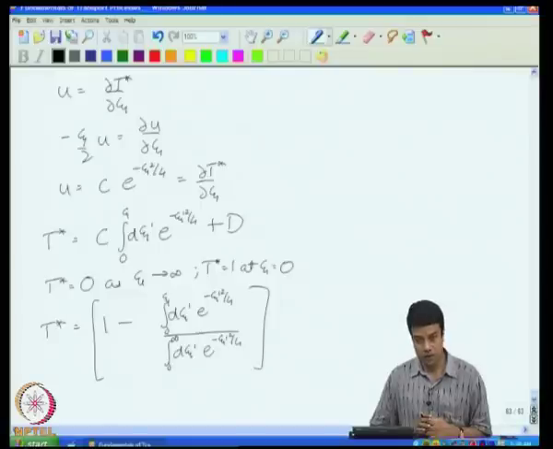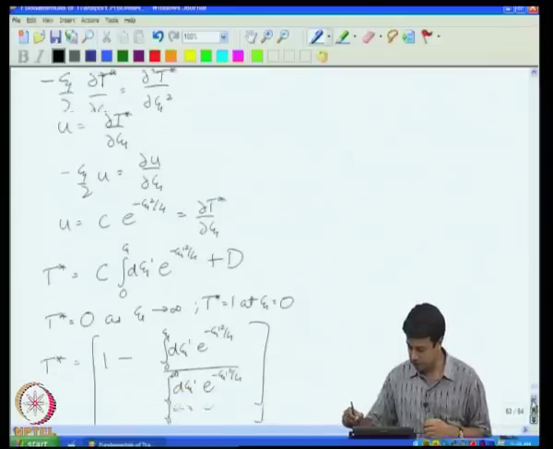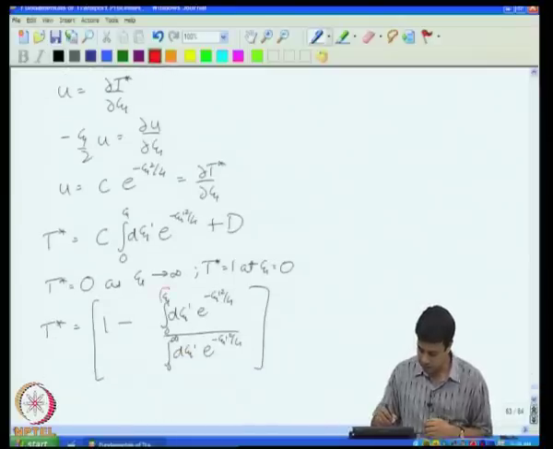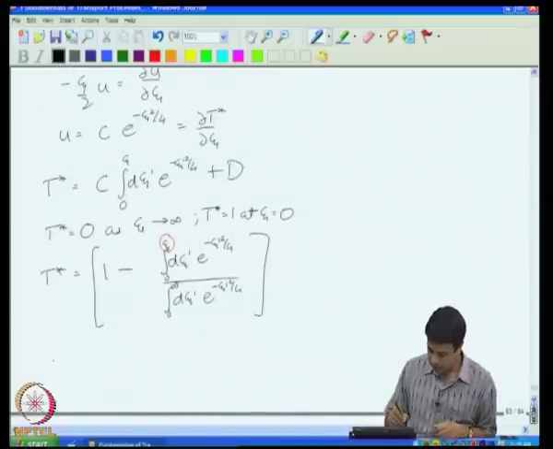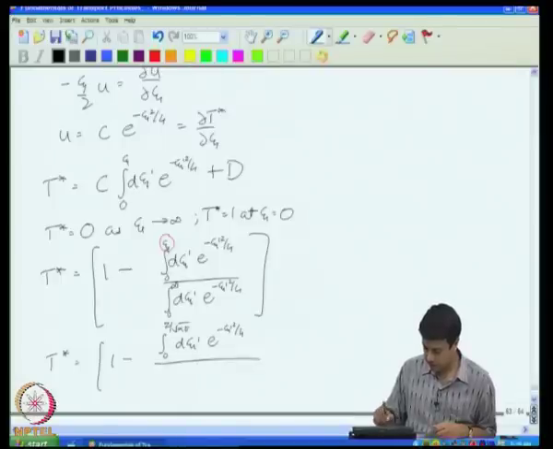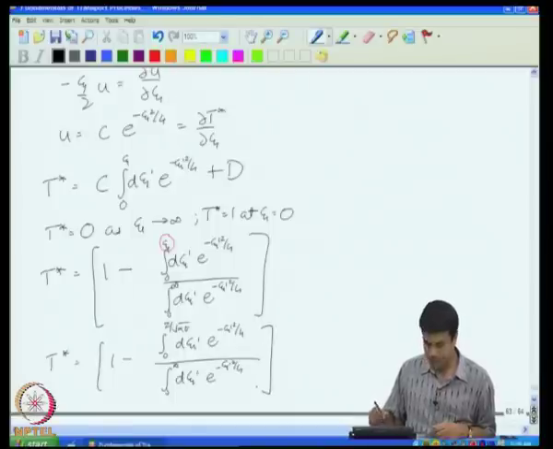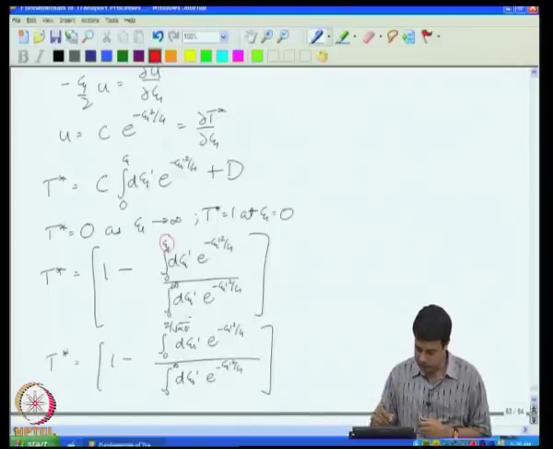And I put in the similarity transform once again. That similarity transform, you will note, comes in only in the limits of this integration. Therefore, in terms of the original variables, I can write T star is equal to 1 minus integral 0 to z by root alpha t, d psi prime e power minus psi prime square by 4, divided by integral 0 to infinity d psi prime. So, that is the final solution for the temperature field. The temperature field depends on position and time only through this scaled coordinate.